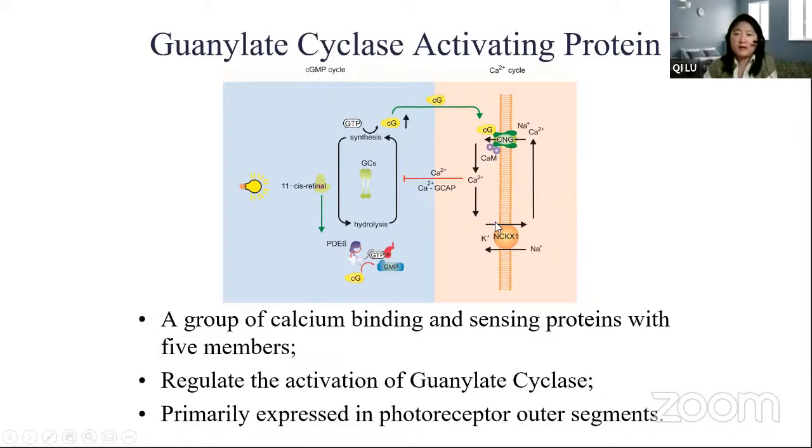And the cyclic GMP binds to the channel, and the calcium is also being recycled. It forms a calcium current across the membrane, with calcium continuously pumped out by the NCKX. It's a transporter. It transports in the sodium and transports out the calcium. So the calcium concentration is continuously being reduced by a transporter, being pumped out.